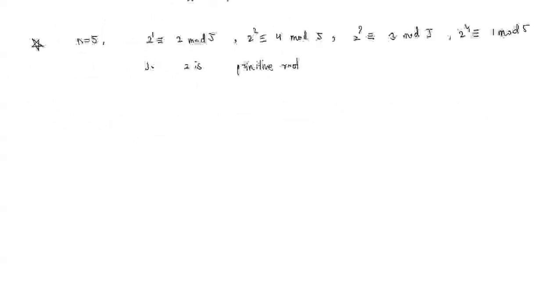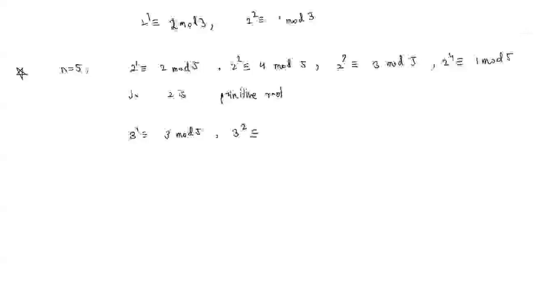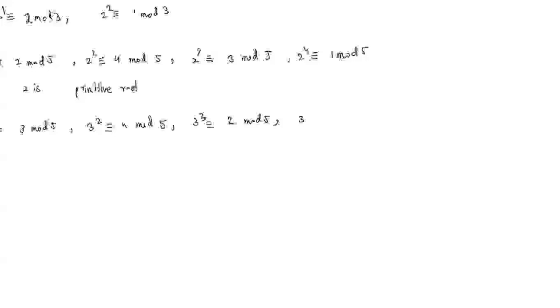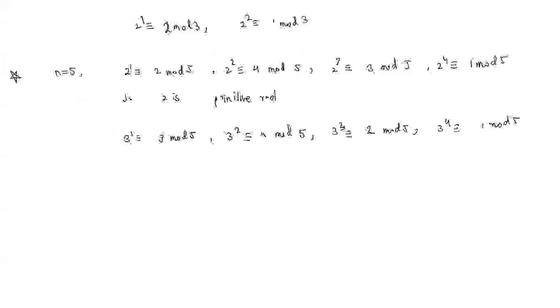What about 3? Do you guys think 3 is a primitive root? Yes, it is. 3 cubed is 27, which is 2 mod 5. And 3 squared is minus 1 mod 5, so the least such number is 4, not smaller. So 3 is also a primitive root.